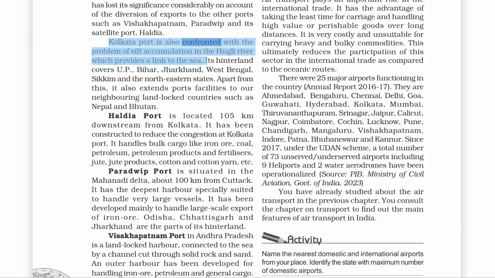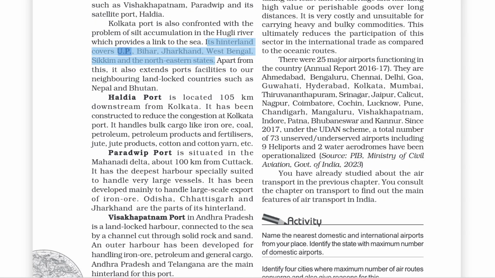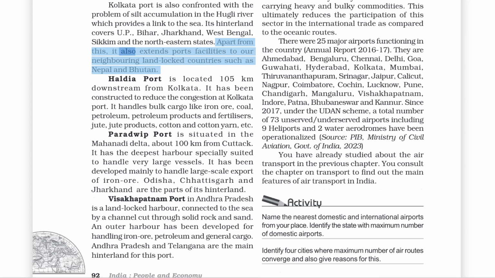Kolkata Port is also confronted with the problem of silt accumulation in the Hooghly River, which provides a link to the sea. Its hinterland covers UP, Bihar, Jharkhand, West Bengal, Sikkim and the northeastern states. Apart from this, it also extends port facilities to our neighboring landlocked countries such as Nepal and Bhutan.